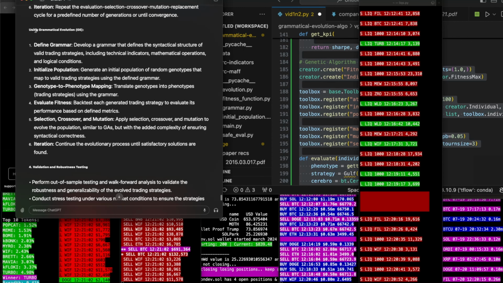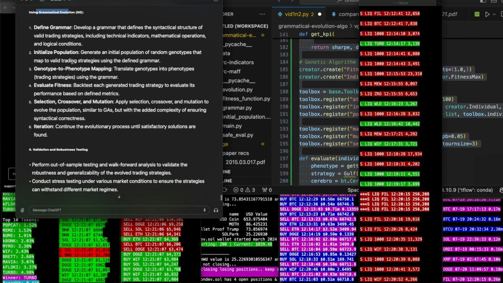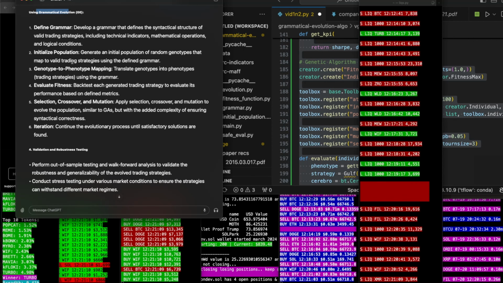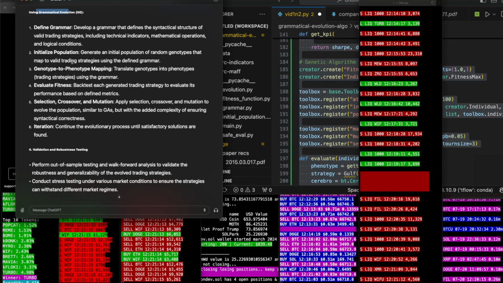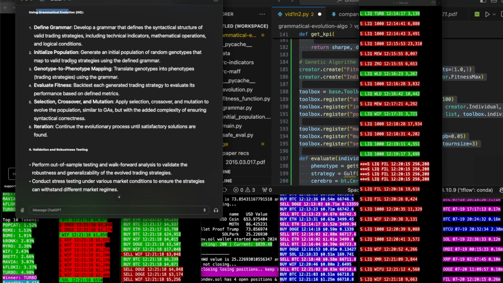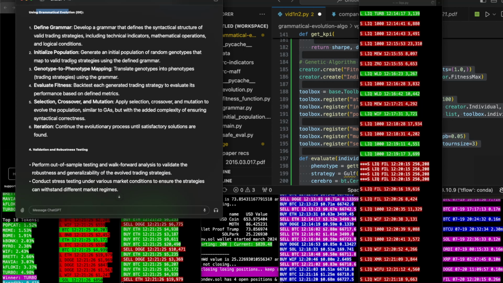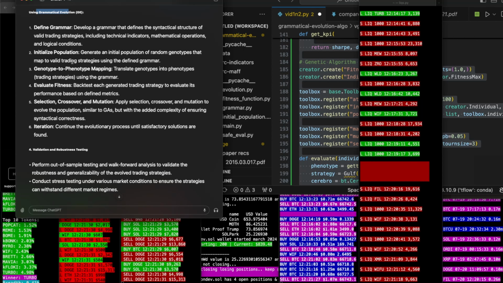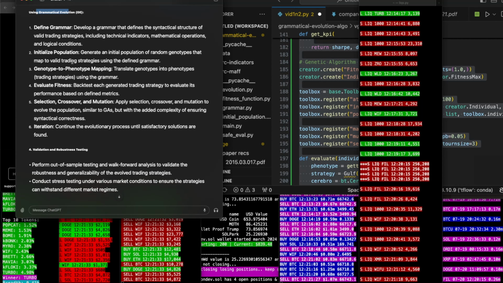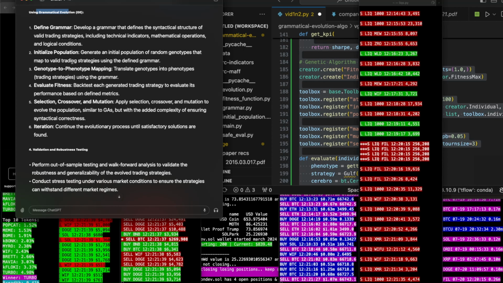So using grammatical evolution, define grammar. Develop a grammar that defines the syntactical structure of valid trading strategies, including technical indicators, mathematical operations, and logical conditions. Initialize population. Generate an initial population of random genotypes that map to valid trading strategies using the defined grammar. Genotype to phenotype mapping. Translate genotypes into phenotypes, trading strategies, using the grammar. Evaluate fitness. Backtest the generated strategies to evaluate their performance based on defined metrics.